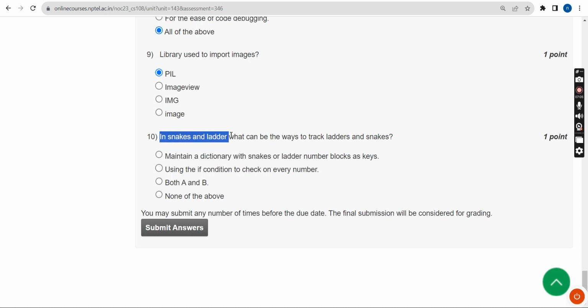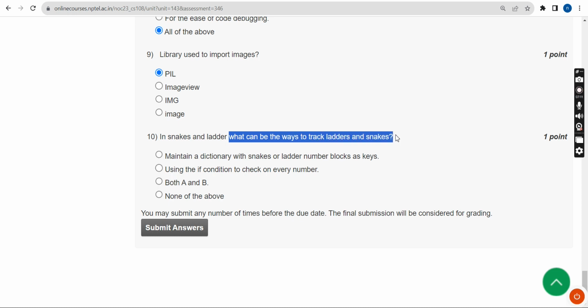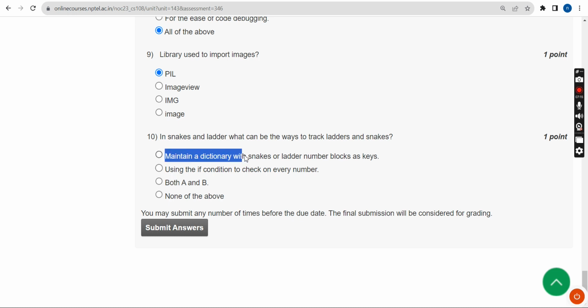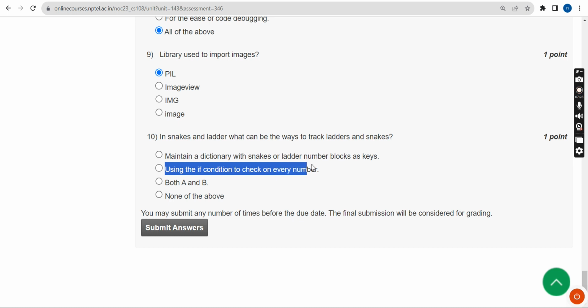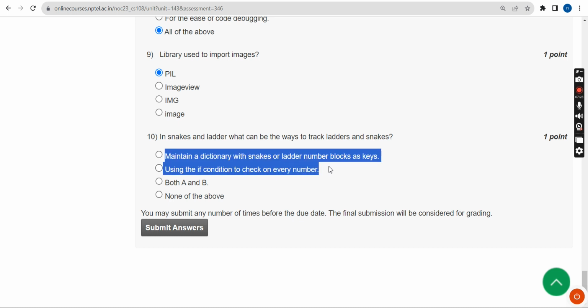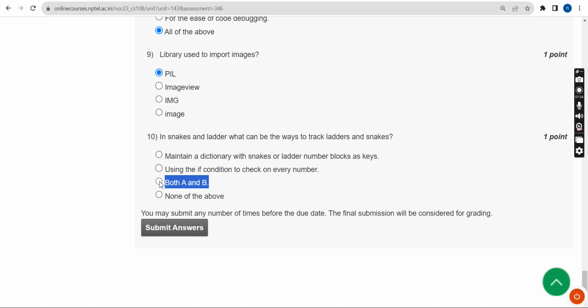In snakes and ladder, what can be the ways to track ladders and snakes? If you see the first option, maintain a dictionary with snakes or ladder number blocks as keys. And next, using the if condition to check on every number. So the most probable answer is both these two options, guys. That means third option, both A and B is the probable solution for 10th and final question.